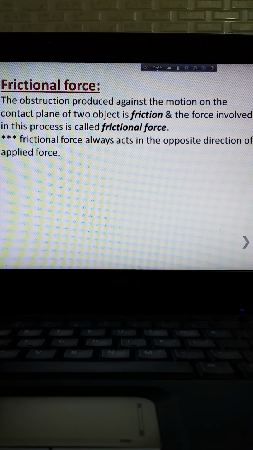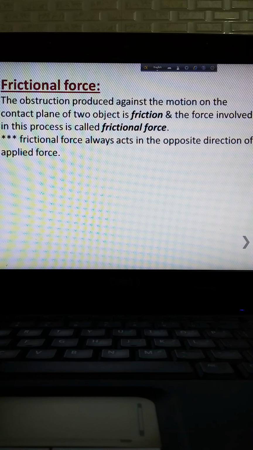What is frictional force? This is a kind of resistive force. The obstruction produced against the motion on the contact plane of two objects is friction, and the force involved in this process is called frictional force. As I have mentioned earlier, this is a resistive force. That means when two objects try to move against one another, a resistive force works here, and that force is called frictional force. Definitely this force works in the opposite direction of the applied force, as this is a resistive force. So you have learned about frictional force.